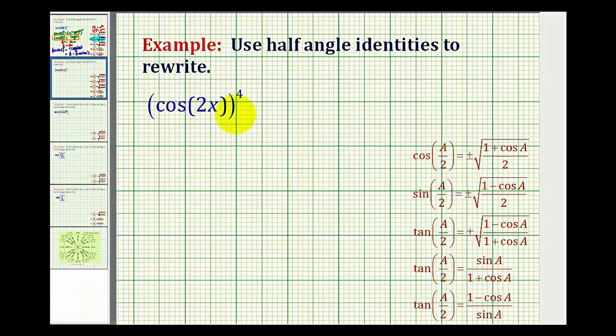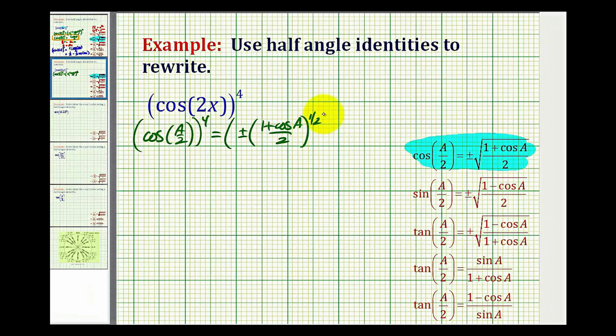Here we have cosine of 2x raised to the 4th power. So let's start by taking this half-angle identity for cosine and raising it to the 4th power. So we'll have cosine of A over 2, and we're going to raise it to the 4th power this time. It's going to be equal to plus or minus, and we'll also write this as a rational exponent again. So we'll have plus or minus, this will be 1 plus cosine A divided by 2 to the 1/2 power, and then again we're raising both sides to the 4th power.